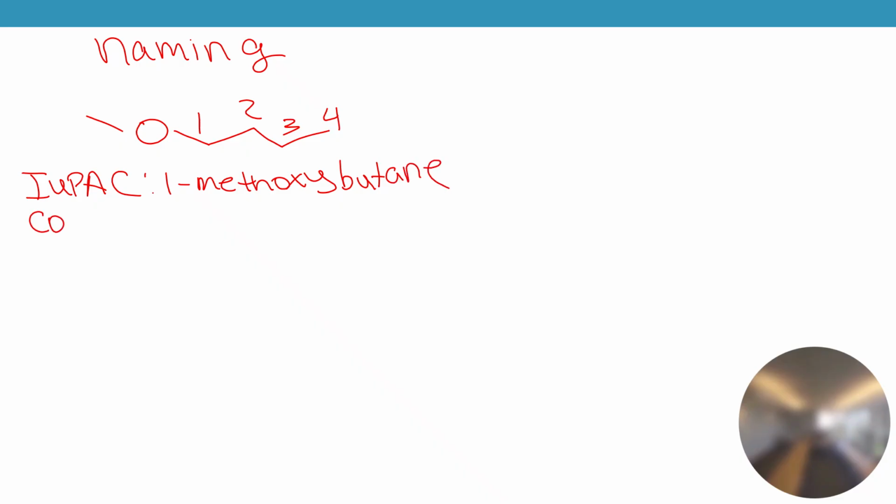But the common name is a little bit simpler than that. It's just by naming the two substituents bonded to the oxygen in alphabetical order. So we have a butyl and a methyl. Three words with spaces: butyl methyl ether. We're not going left to right or right to left here. We're just listing the substituents in alphabetical order.